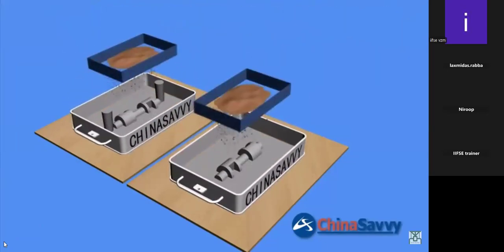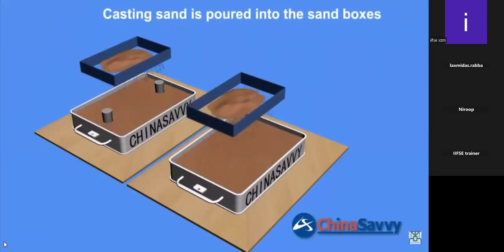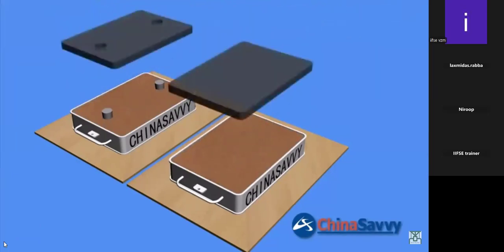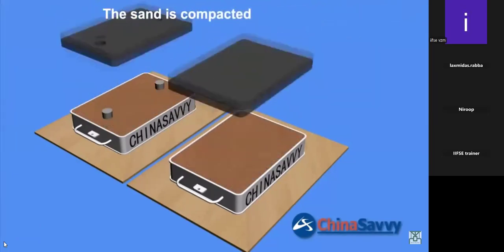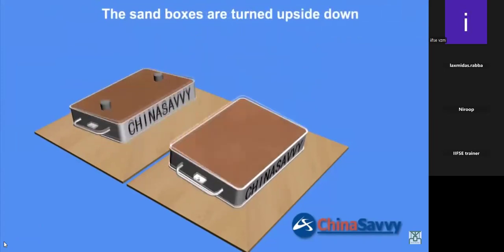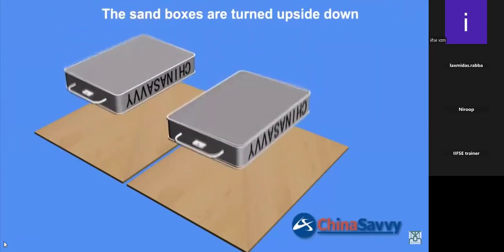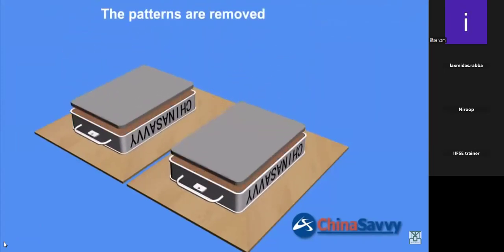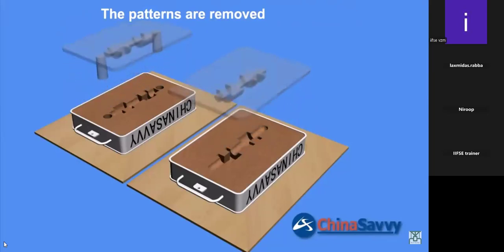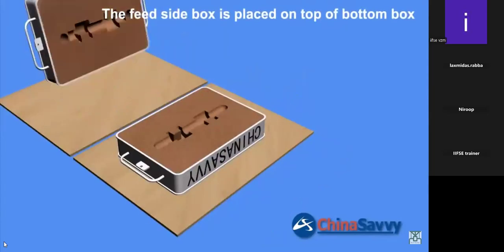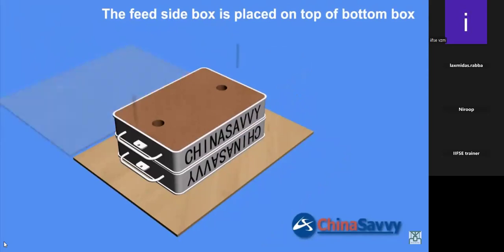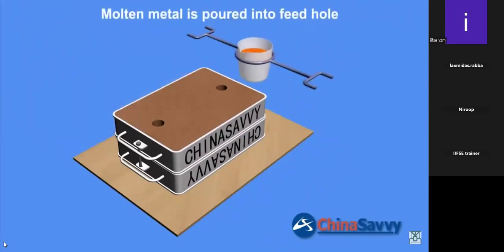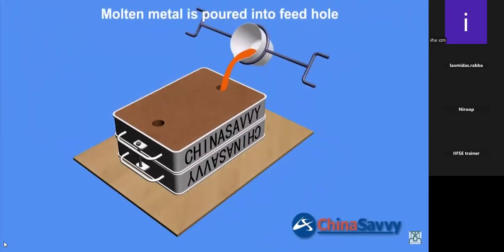These are what we call a core box. Whatever is there in the applied sand, then we are reaming it. Now it is the cavity. Now they will pour the molten metal through the risers.